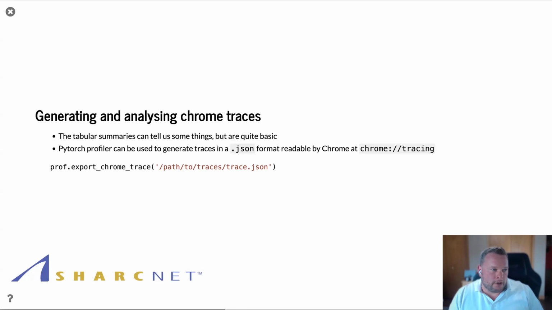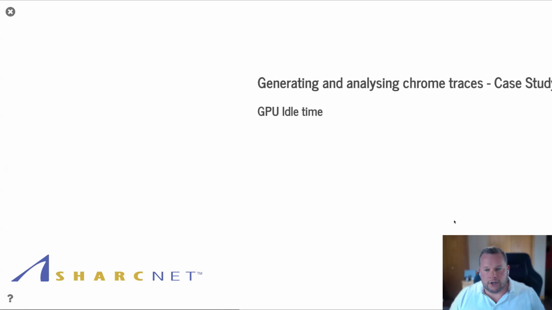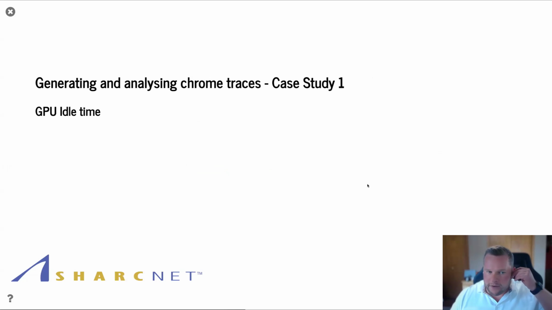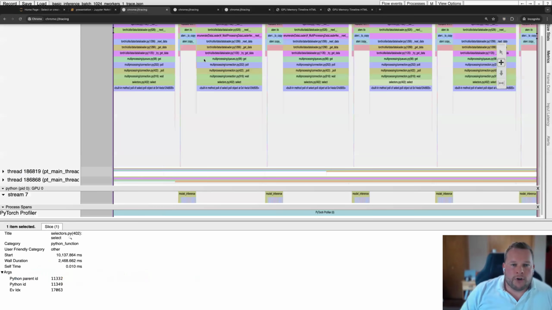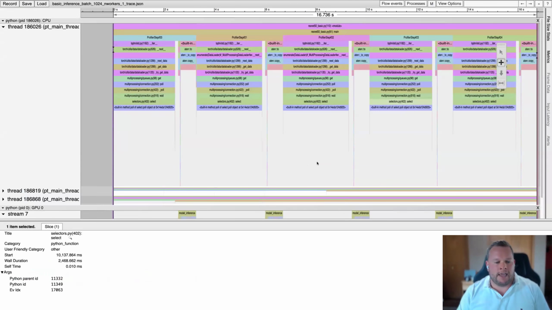So the profiler has the ability to export a Chrome trace that you can view in the Chrome browser by navigating to Chrome tracing and then loading your trace. So in the code, we just save those traces and we'll take a look at some of those. By way of a case study, let's look at the GPU idle time from our first run. So first run here, I'm looking at a serial job doing validation on ImageNet.